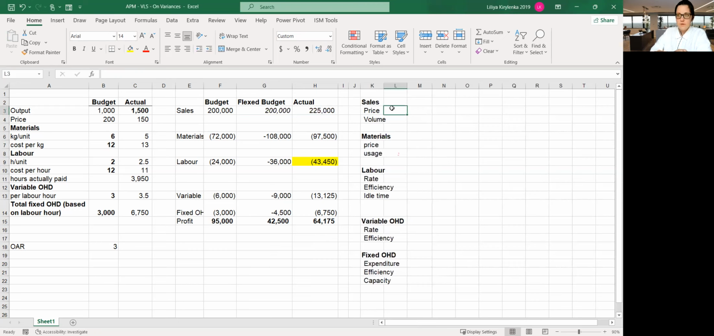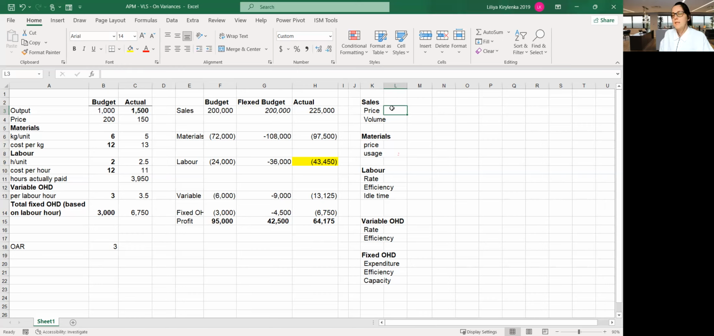So price variance. When we talk about variances, sometimes it is hard to remember what we take as standard and what we take as actual. And the idea is the following. If you are calculating some cost or price variance, such as price variance, rate variance, you need to take actual quantity.